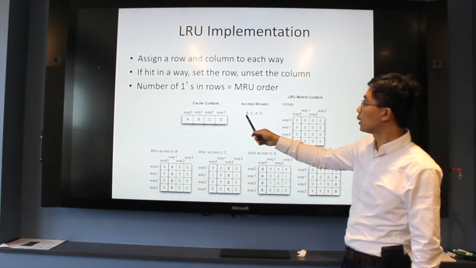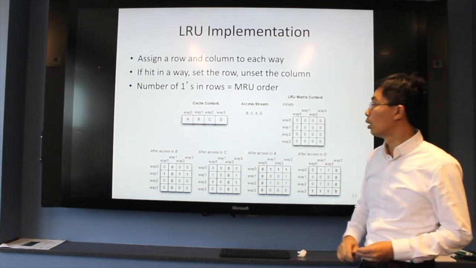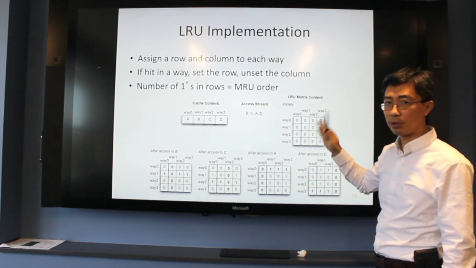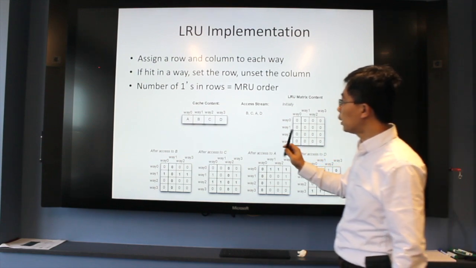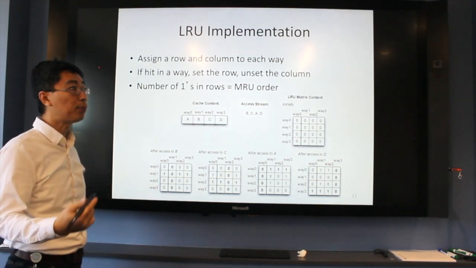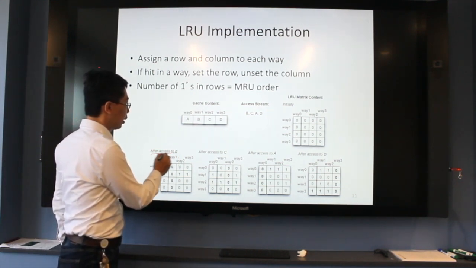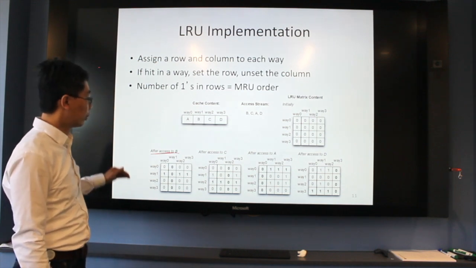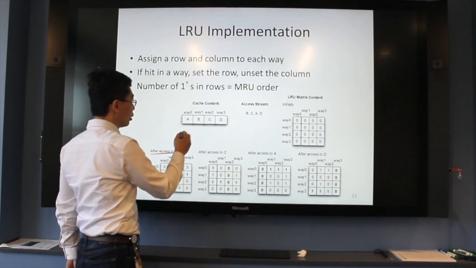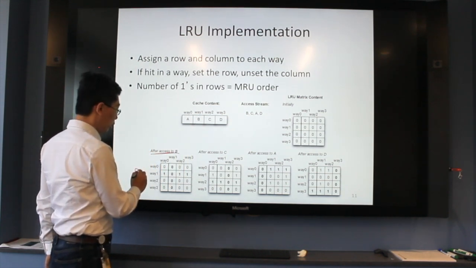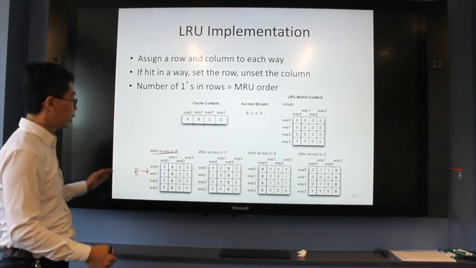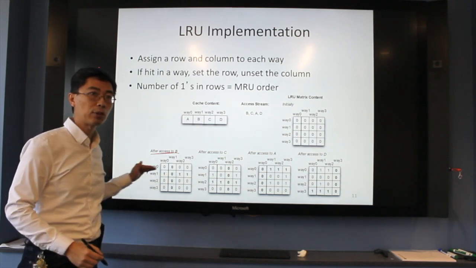But then we have an access stream B, C, A, B. Okay? Initially our LRU matrix is all zeros. Let's say we have access to B. So what do we do to update the LRU? When we access B, this is what we do. First, we find where B is. B is currently in way 1. Okay? And then we do 2 steps. One is we find the row that corresponds to way 1.